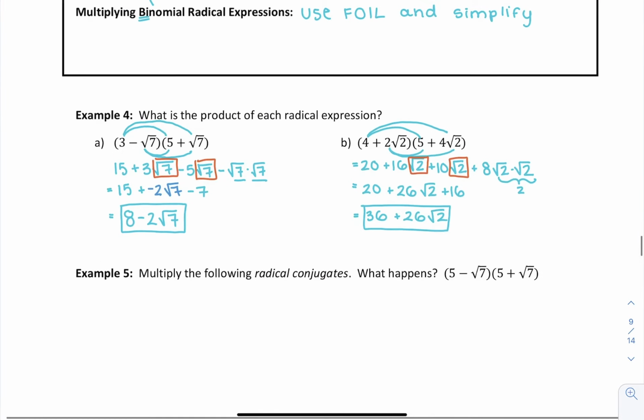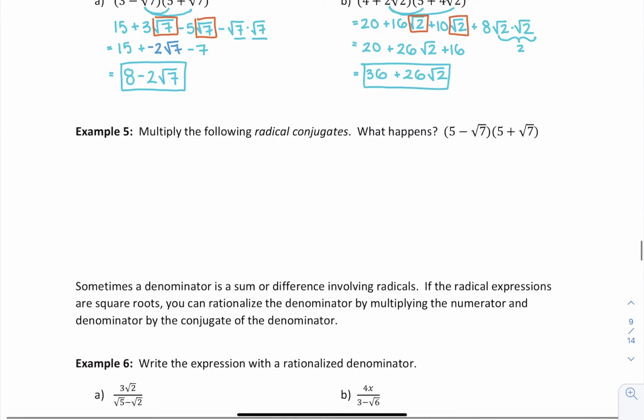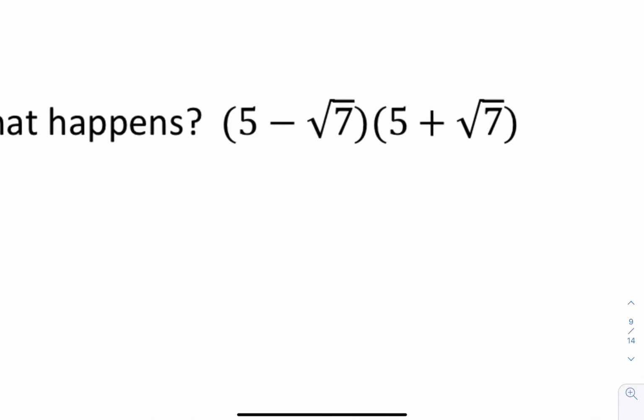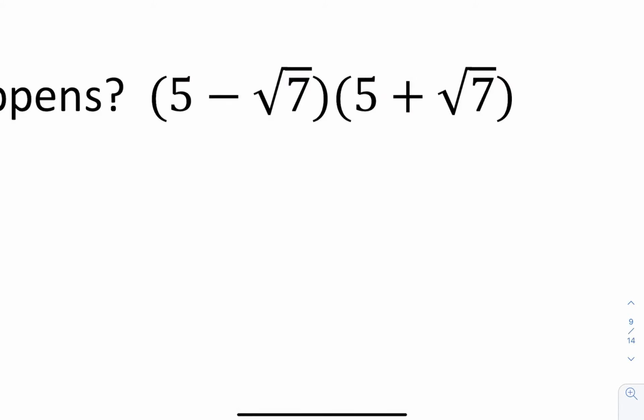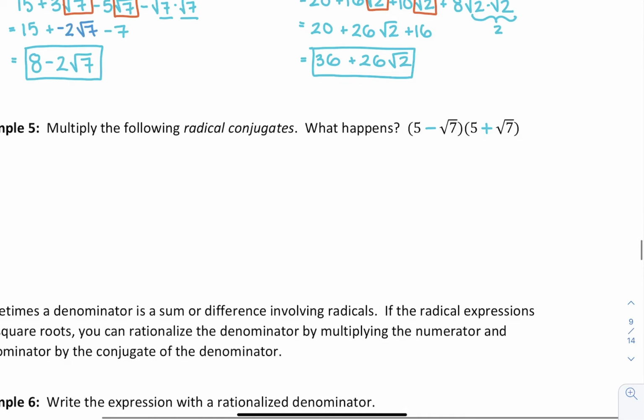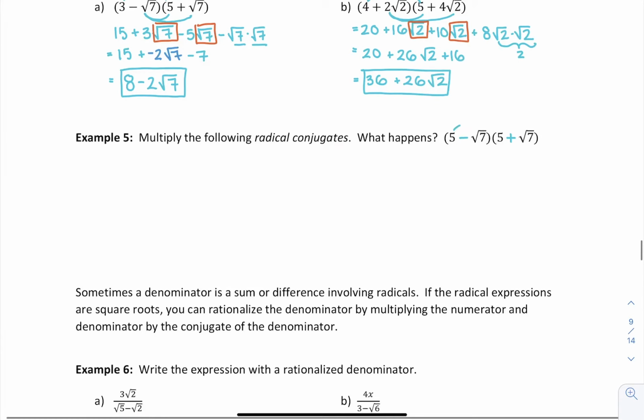Next up, we're going to multiply these radical conjugates and see what happens. So remember, conjugates are just the same numbers, except one has a minus in between and one has a plus in between. So let's see what happens when we multiply this out. We do first, so you get 25. Outer, which is 5 square root of 7. Inner, which is negative 5 square root of 7. And last, negative square root of 7 times square root of 7 gives us a 7.